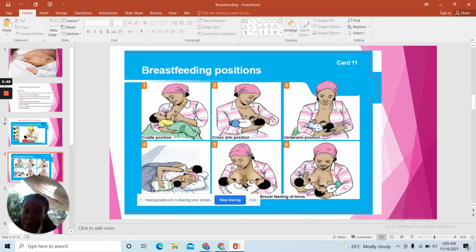When we look at the next slide, we talk about the different positions. We know mothers can position their babies differently when they are breastfeeding. We have 4 main positions. Enoch, can you read for me the positions that you see on your screen?